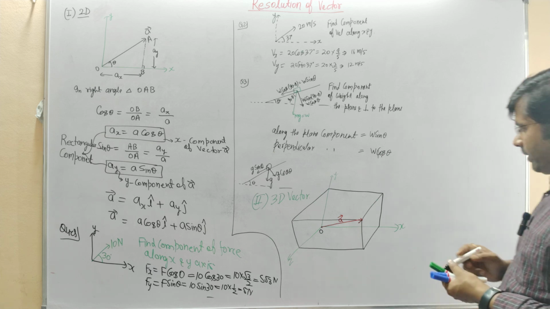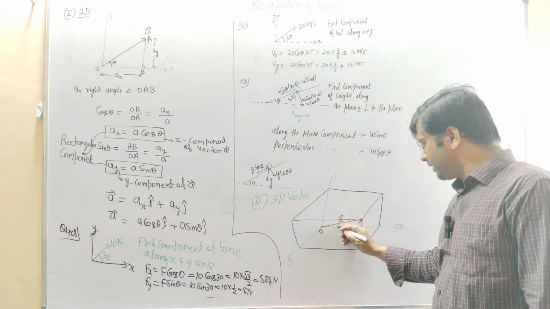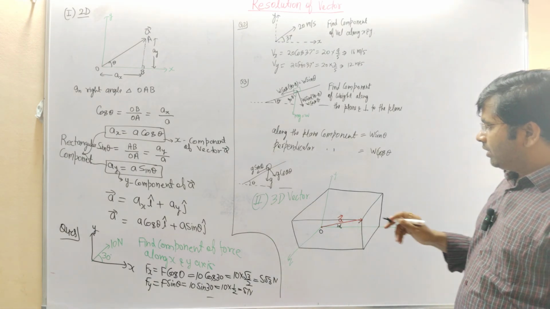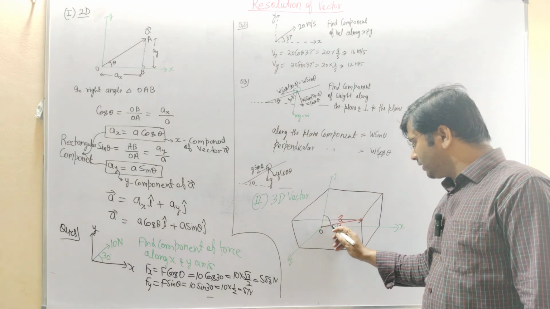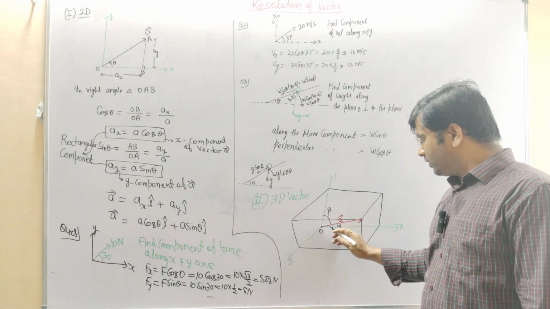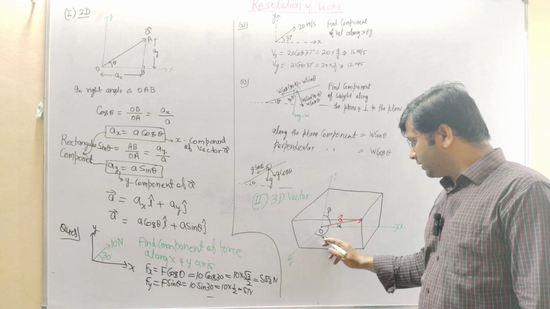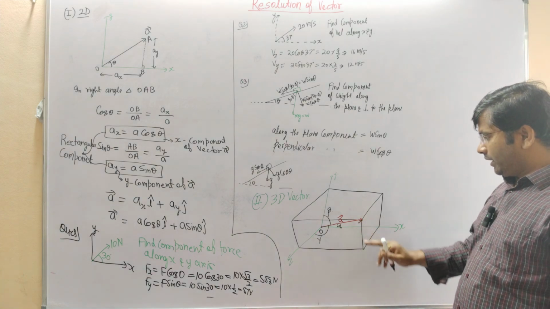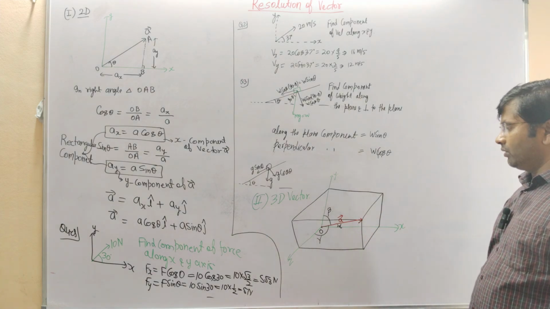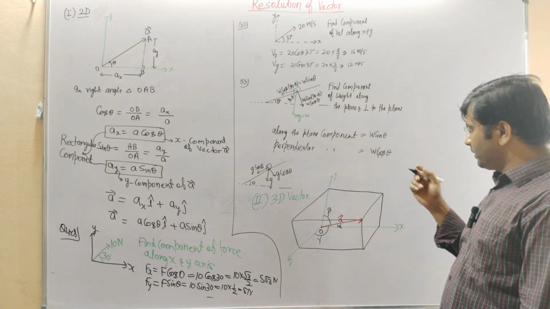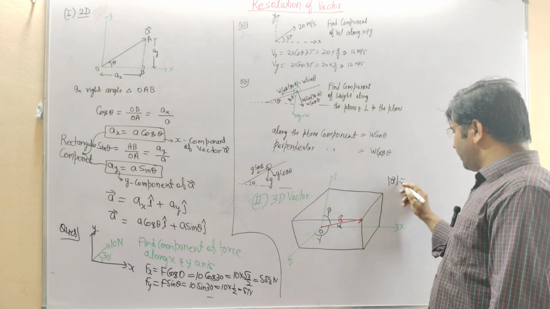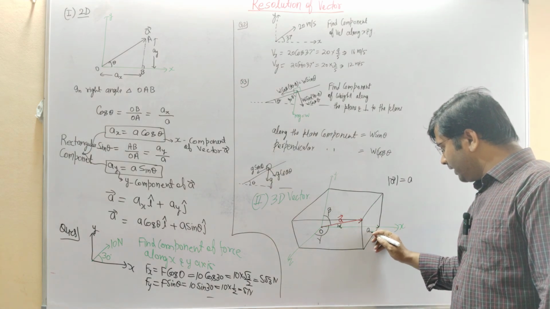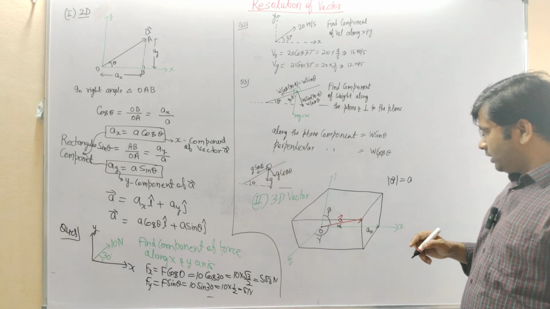This vector will make an angle with the x-axis, which I will name alpha. This vector A is making an angle with the y-axis, which I will call beta, and with the z-axis, which I will call gamma. Now I have to resolve this vector A along x, along y, along z. Let me say that vector A magnitude is A, and this length from O up to this point I will call Ax.